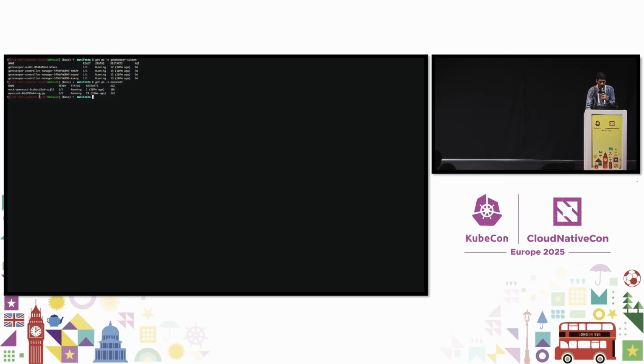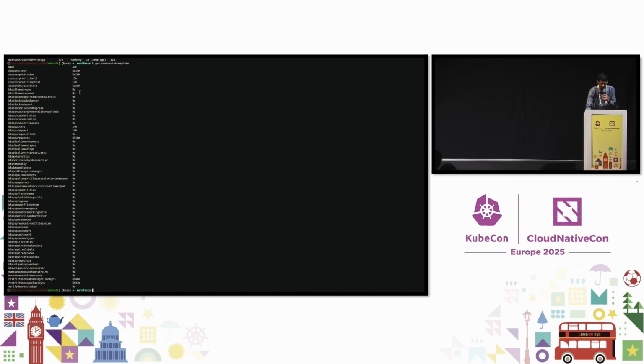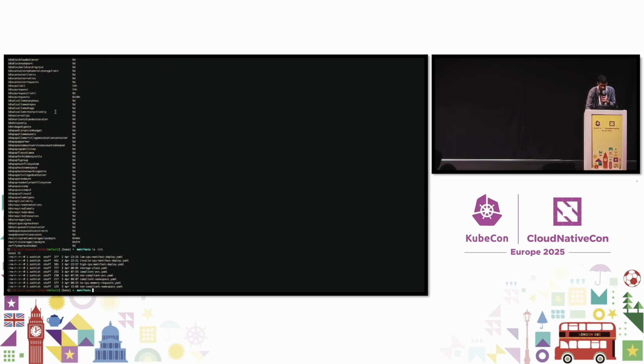Let me show you. There are multiple constraint templates I applied here. These are the custom CRDs which are created using those constraint templates. I'll try to show an example with one of those policies. Right now I'm trying to create a PVC, for example.